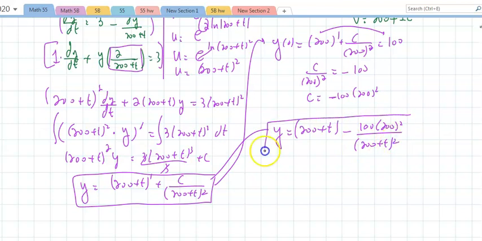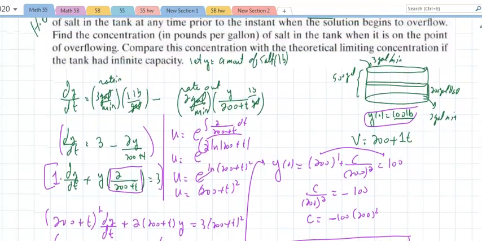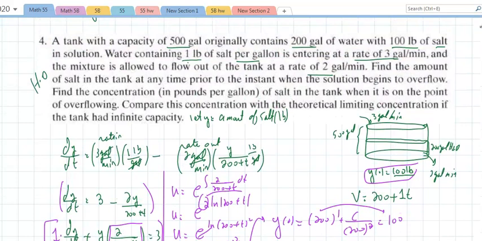And now either give me an amount, I'll tell you how long it takes, or give me time and I'll tell you how much you have. Either they give me t, I find y, or they give me y and I find t. And here what they want, let's see. We finished down to here. It says find the amount of salt in the tank at any time prior to the instant when the solution begins to overflow.